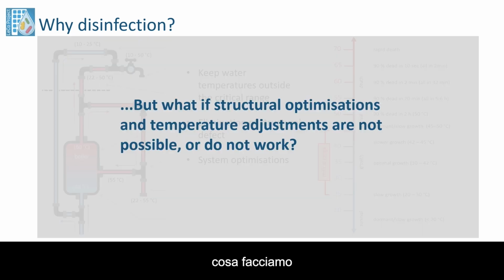So what do we do if the structural optimizations and temperature adjustments are not possible or just do not work, and Legionella contamination comes over and over again? For this, disinfection is often chosen. There are many different types of disinfection, for example, thermal disinfection or point of use disinfection. In this presentation, I will talk about chemical disinfection methods and how they are embedded in the Swiss legal framework.